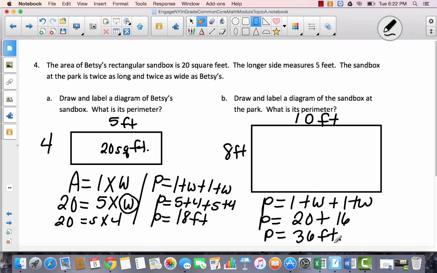Remember, when you get stuck on perimeter and area, come back and take a look at your formulas and check your problem set. That's where you're going to find the best information.